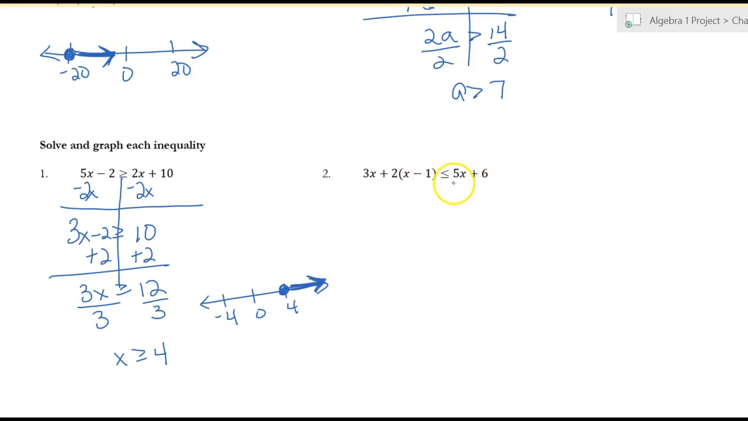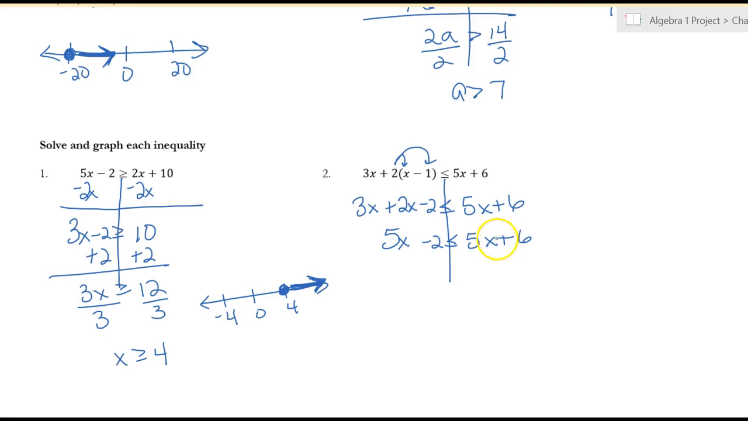Okay, number 3. It's a little harder, but not too bad. You've done things like this before. The first thing you have to do is distribute. Remember, you always try and distribute first. And so I get 3x plus 2x minus 2, take it to both numbers, is less than 5x plus 6. I'm going to combine my terms first, and so I get 5x minus 2 is less than or equal to 5x plus 6. And then I'm going to minus my 5x on both sides, and look what happens. They cross off. They're gone. So I get negative 2 is less than or equal to 6.